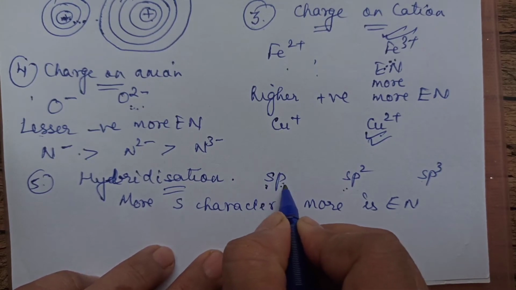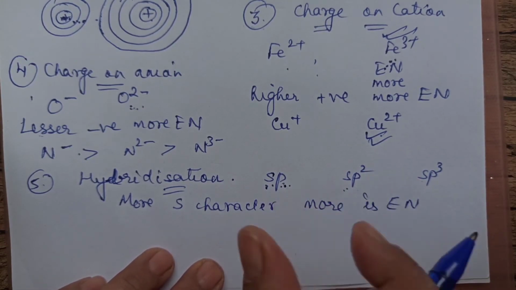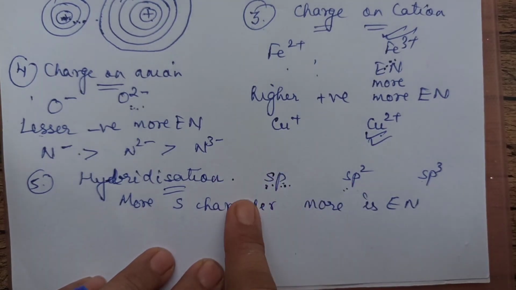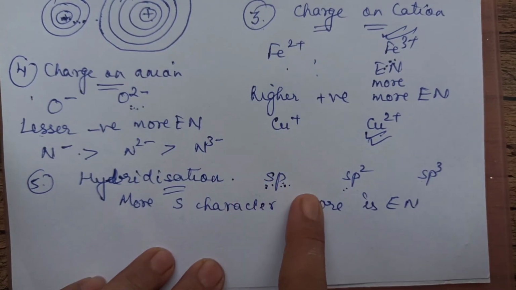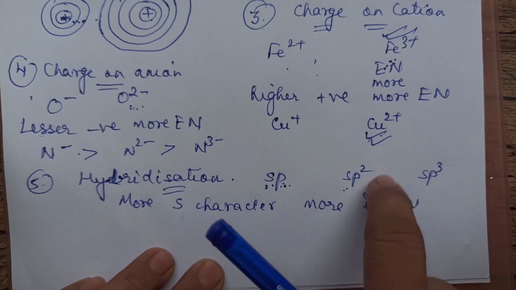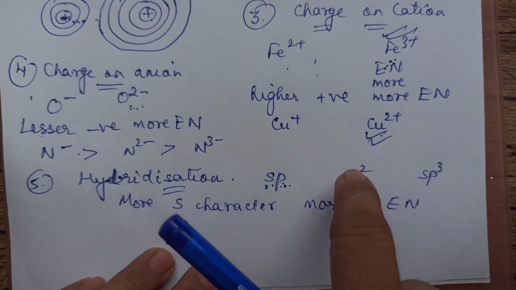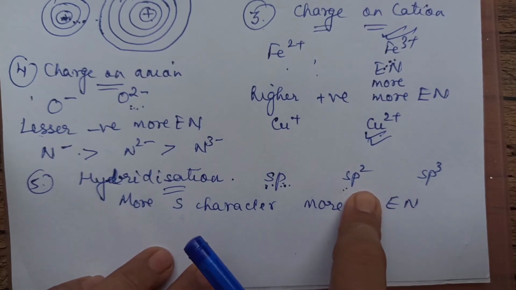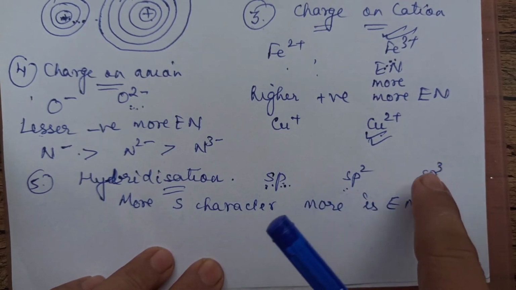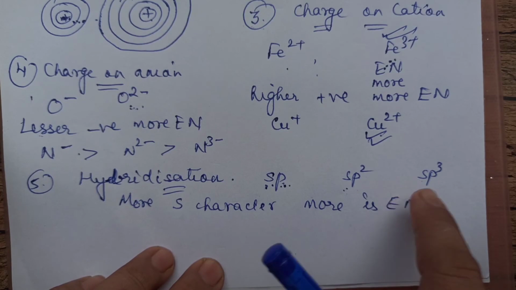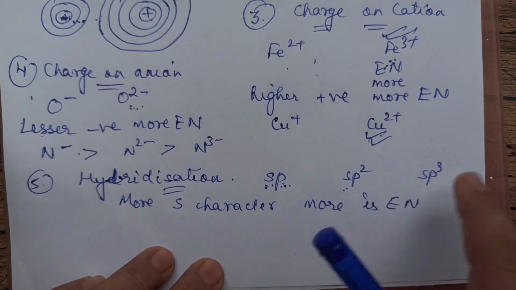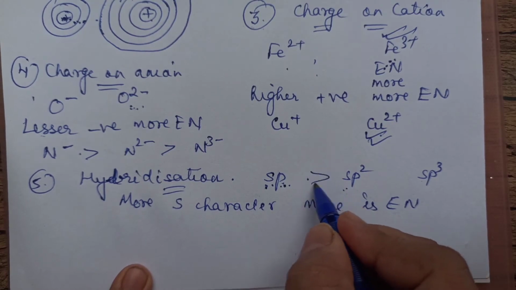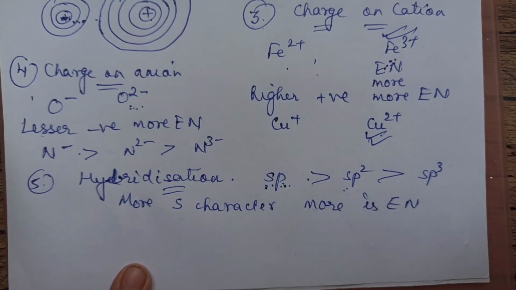There are 2 orbitals, one s and one p. So total 2, out of 2 how much is s? Out of 2, 1 is s, so 50% and 50%. Total are 3, 1 s and 2 p, so 1/3 and 2/3. This is out of 4, 1 is s, 3 are p, so 1/4 and 3/4. Okay, so the more the s character, this will be the order for the electronegativity.